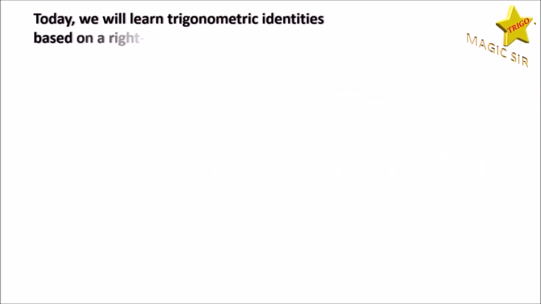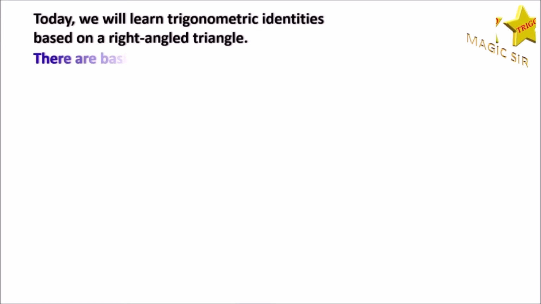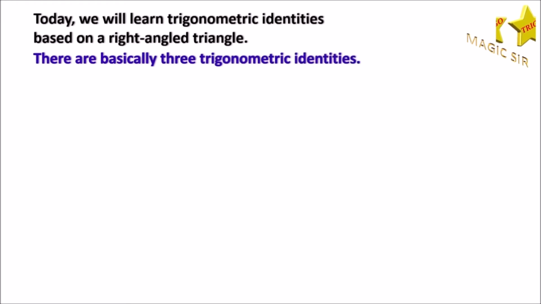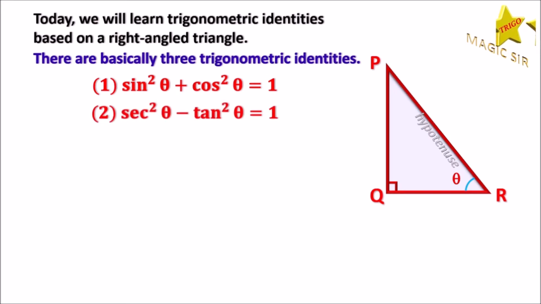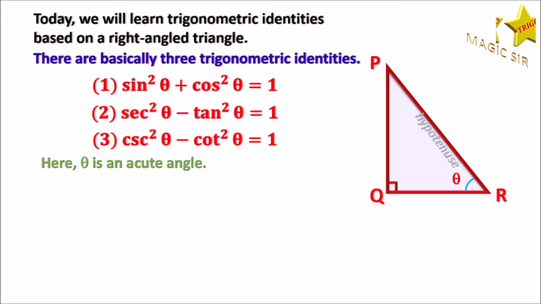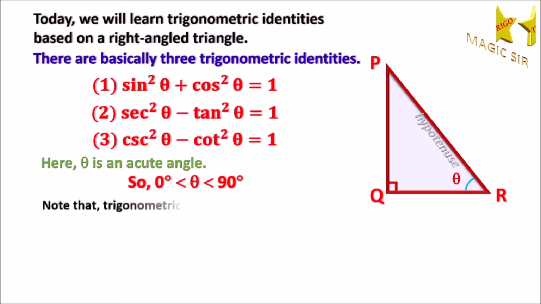Today we will learn trigonometric identities based on a right angle triangle. There are basically three trigonometric identities. First, sin square theta plus cos square theta equal to 1. Second, sec square theta minus tan square theta equal to 1. Third, cosec square theta minus cot square theta equal to 1. Here theta is an acute angle. So we can write 0 degrees is less than theta is less than 90 degrees.